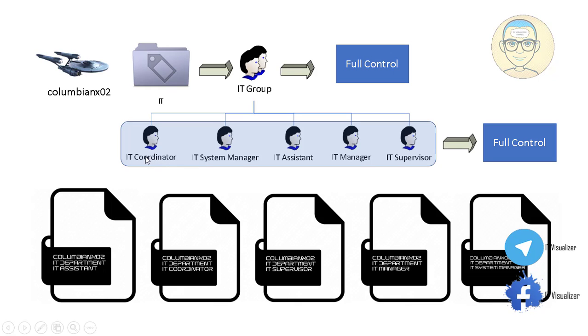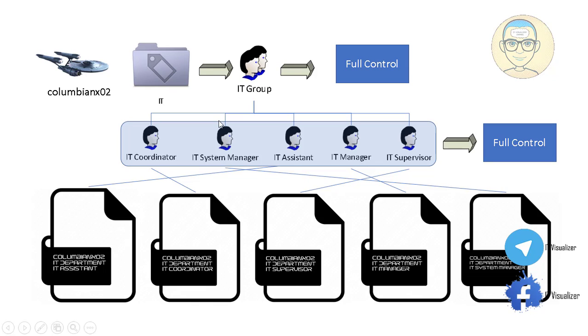Here I can use his Active Directory attribute as a title to specify that he can only access this type of file. So here we can see that, for example, the coordinator will access only his file, the assistant will only access his file, the system manager will access only his file, the IT manager will access only his file, the supervisor will only access his file. So here, even though the IT group has full control over this folder and all of its contents, and all of these are members of this group, so they have full control.